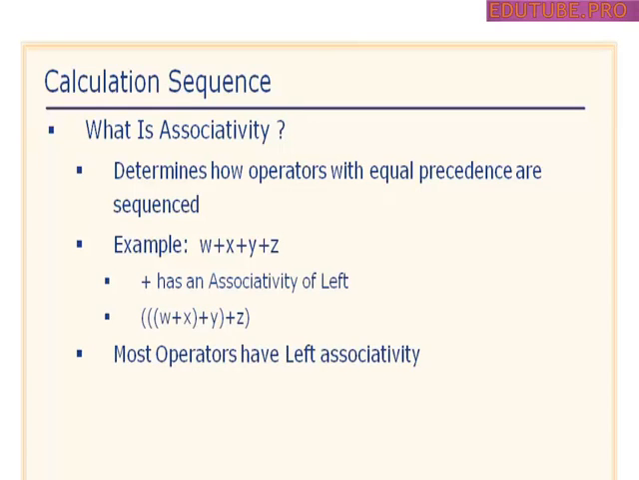Now, here's the thing you need to remember. Most operators have left associativity. However, there's just enough right associativity operators out there in C++ to surprise you sometimes. For example, the not symbol, the exclamation point, has a right associativity. The assignment operator has a right. Notice the plus equal, or the increment. One of the versions of the increment operators has a right associativity.